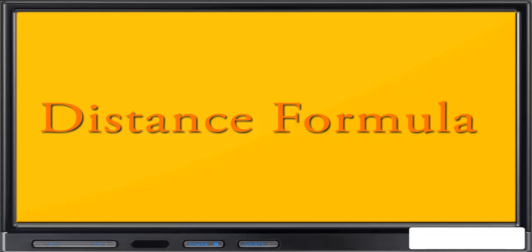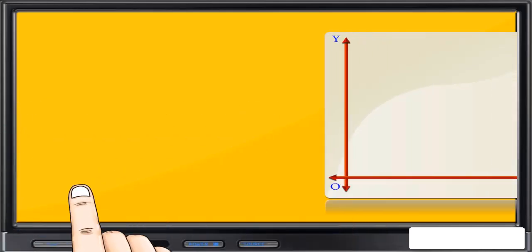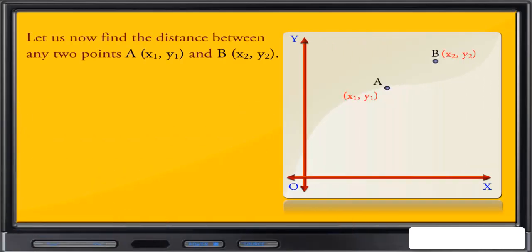In this module, we will learn about distance formula. Let us now find the distance between any two points A and B whose coordinates are x1, y1 and x2, y2 respectively.